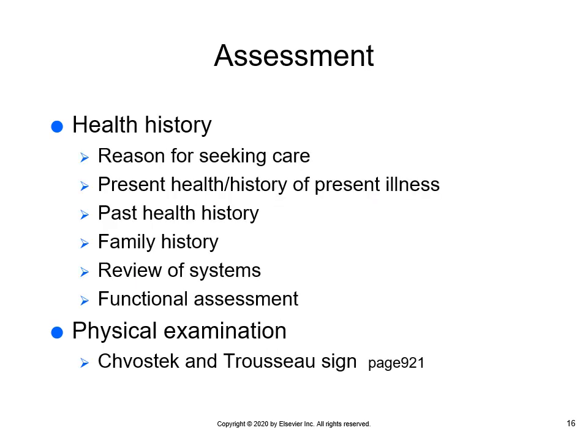Okay, assessment. We need to remember Chvostek's and Trousseau's signs. If you look at page 921, Chvostek's and Trousseau's signs are signs of hypocalcemia. Okay, it means low calcium in the blood.